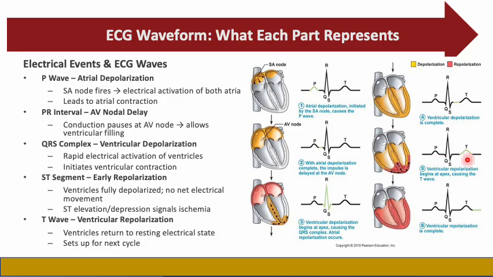Then with the T waves, the ventricle begins to repolarize. So the ventricles return to their resting electrical state, and it sets up for the next cycle. So then that goes all the way around and it starts back over. And that's how you get your complex for the ECG.